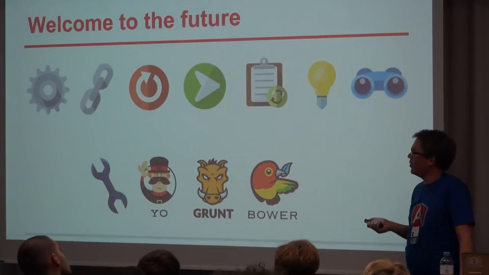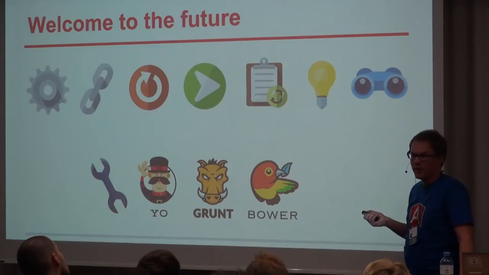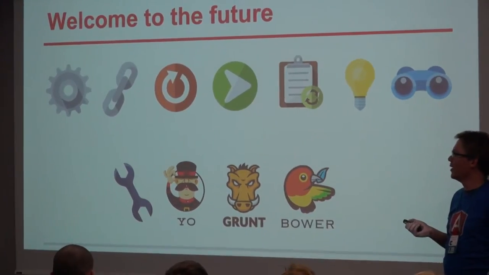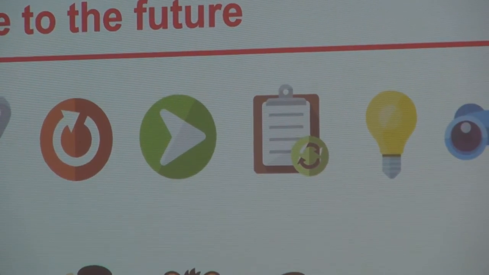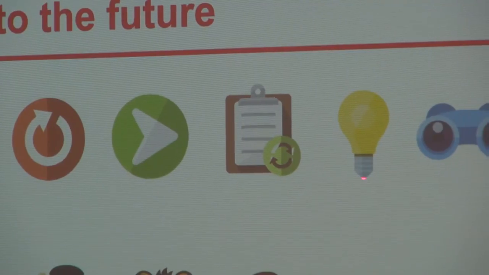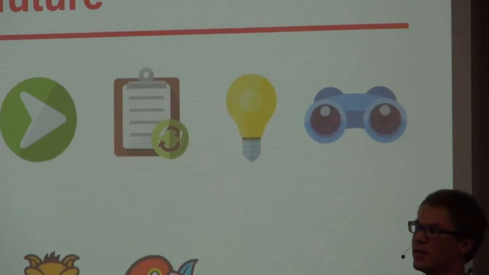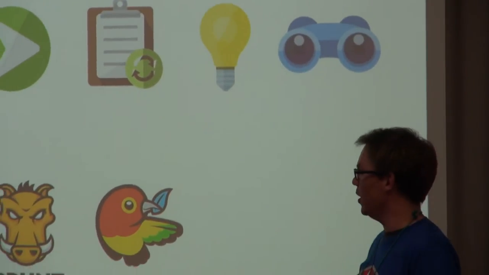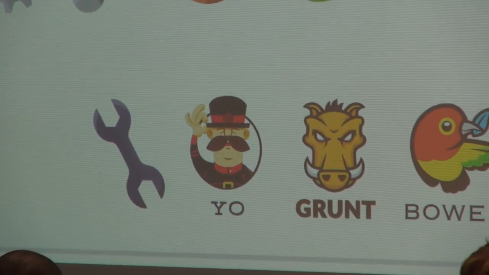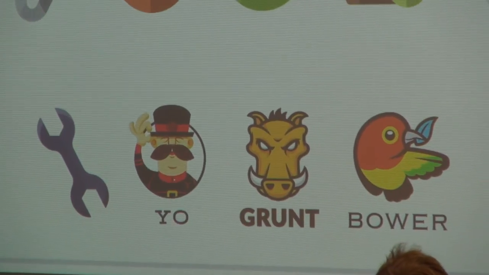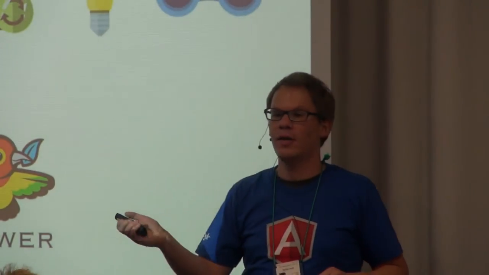In Angular, we have controllers, we have two-way data binding, we have services that are internally called factories, we have routes, we have view templates, we have directives and filters. And on the tools section, we have Yo, which is short for Yeoman, we have Grunt, and we have Bower. So who knows everything that's here? Okay, you can go now.